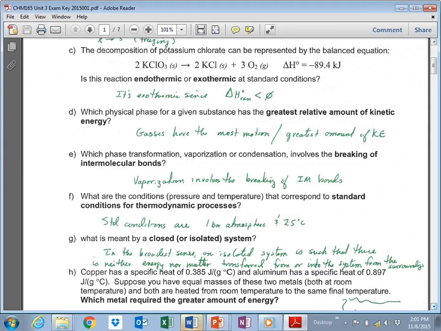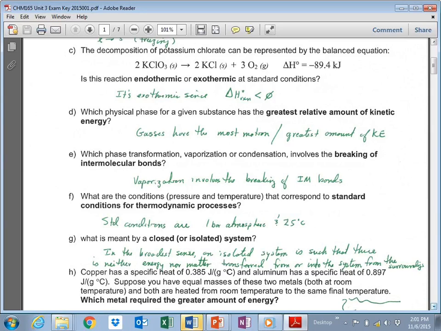For F, standard conditions for thermodynamic problems are 25 degrees Celsius, 1 bar or 1 atmosphere pressure. And I need to see both of those. For G, isolated or closed system basically means, I took a variety here.